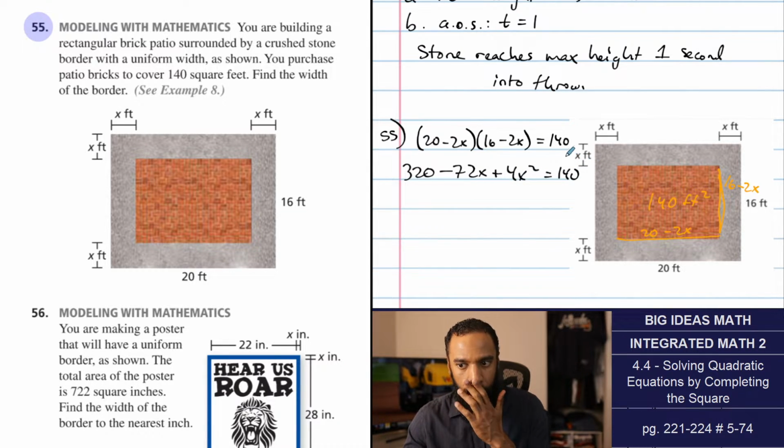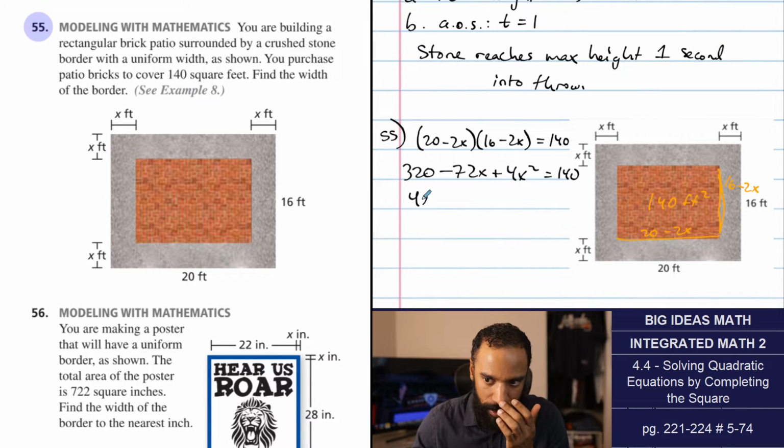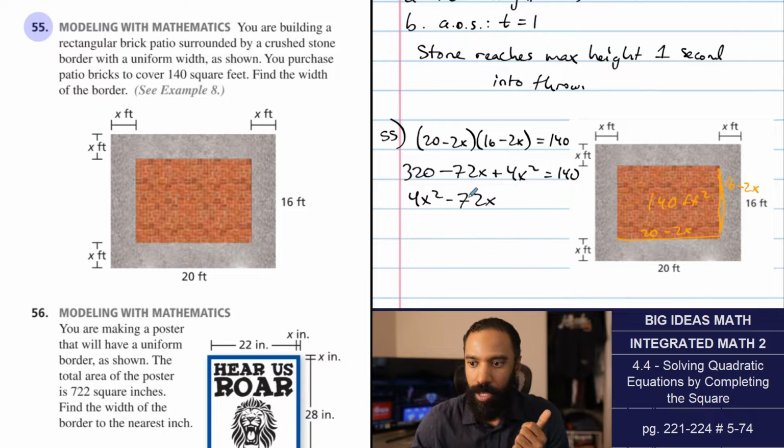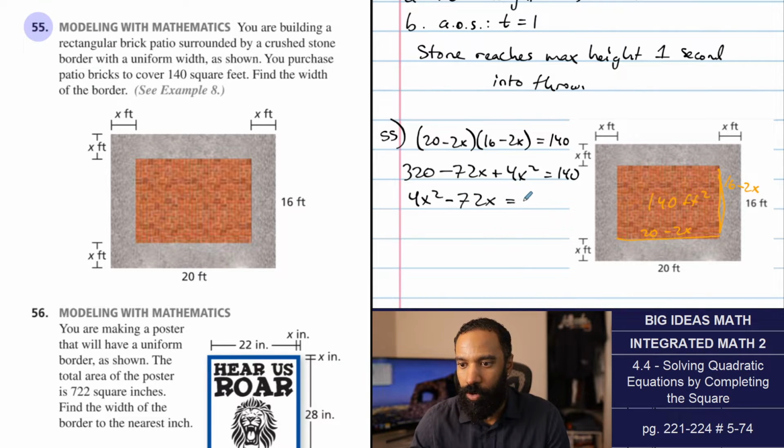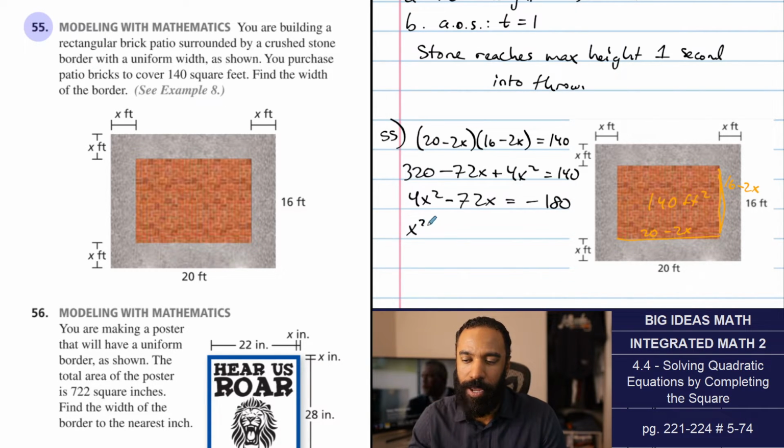From here, well, I'm probably going to divide everything by 4. I could do it right now. Let me rewrite this first. 4x squared minus 72x. I'm just going to go ahead and subtract the 320 over now while I can. It was negative 180, not negative 280. Negative 180. And let's divide everything by 4. We're going to solve by completing the square, right? So x squared minus 18x equals negative 45.